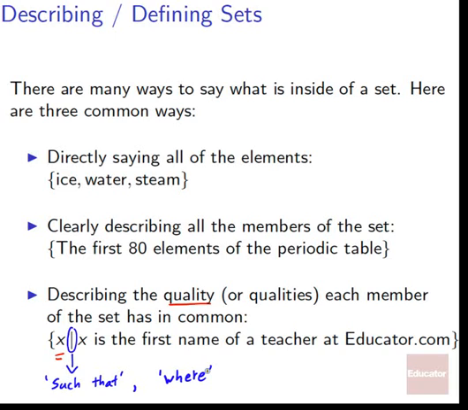Anything will do here, so long as it's getting across the idea that the second part is describing the quality required of the thing in the first part. So the second part describes what happens over here in the first part. So for this set, if it's X such that X is the first name of a teacher at educator.com, then it's going to be a bunch of first names of all of the teachers who teach at educator.com.